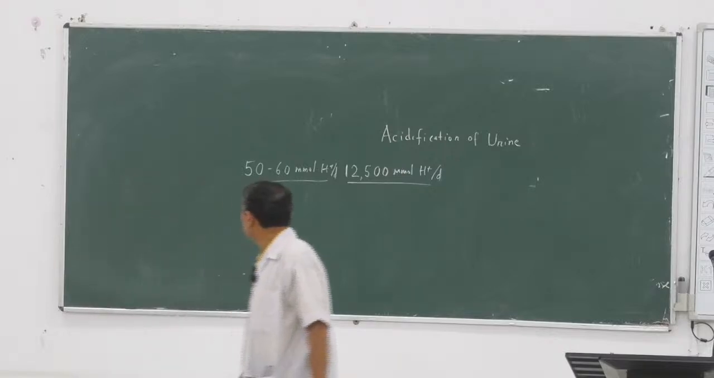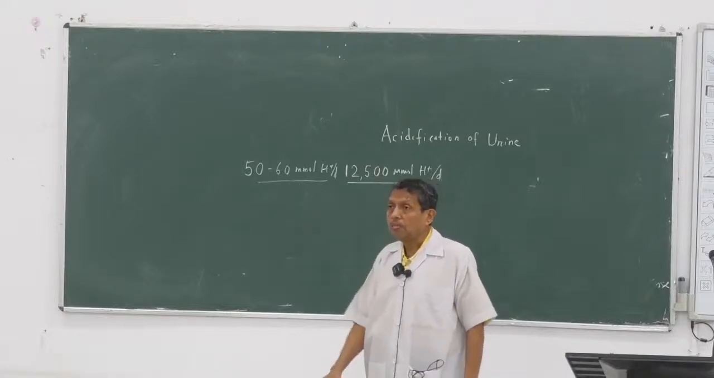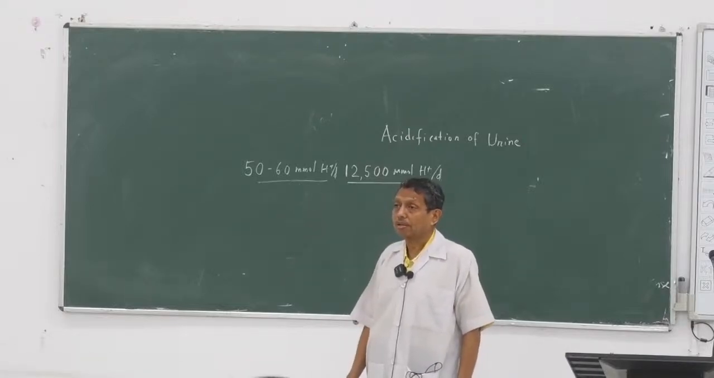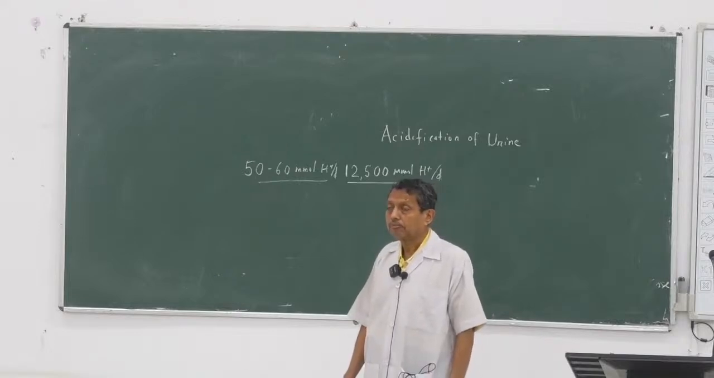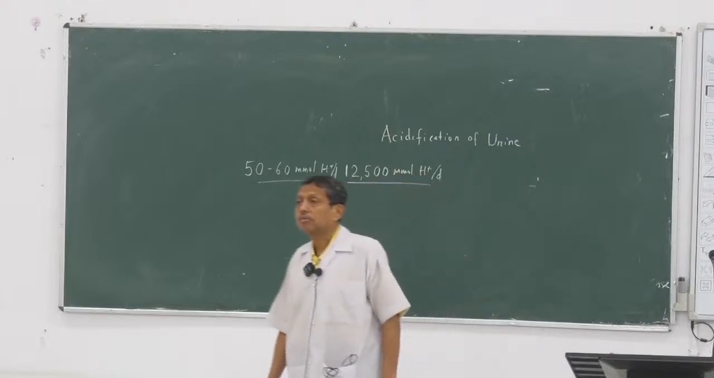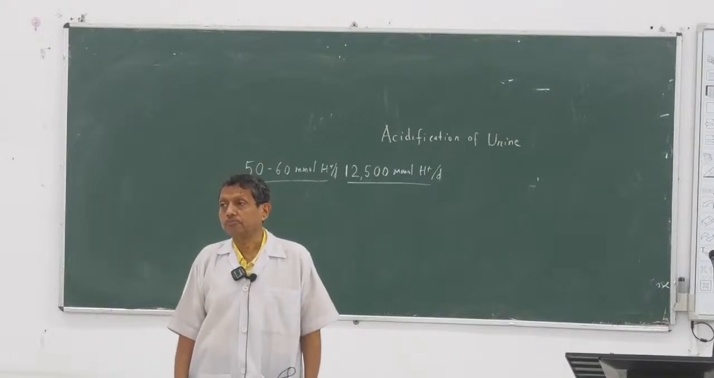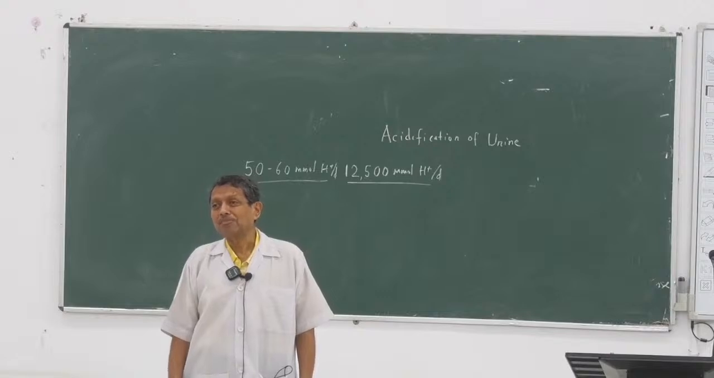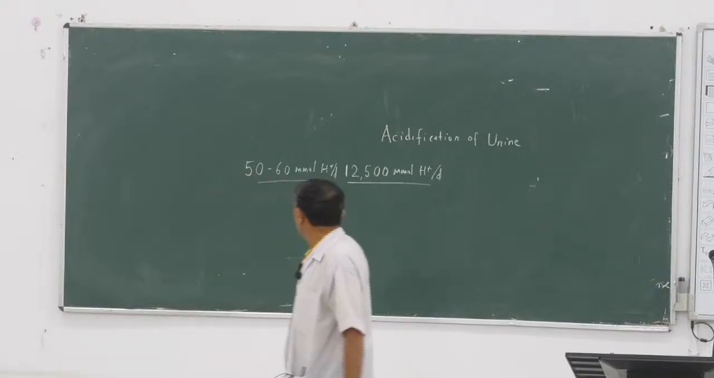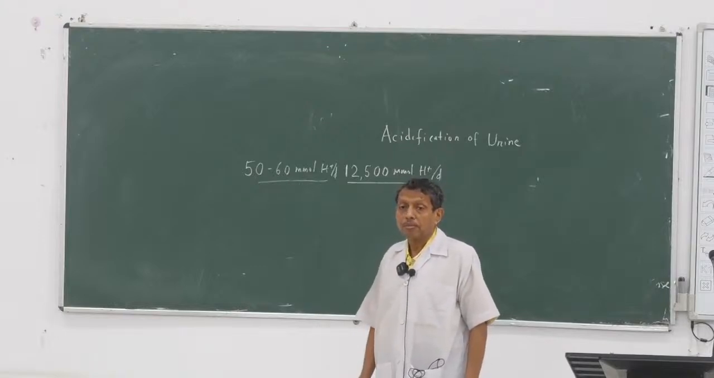and their amount is approximately 50 to 60 millimole or milliequivalent of hydrogen ion. It is eliminated through the kidneys primarily. But this huge amount is eliminated through the respiratory system by the process of ventilation. And from your knowledge, you can easily calculate this value from your expired carbon dioxide elimination per minute.